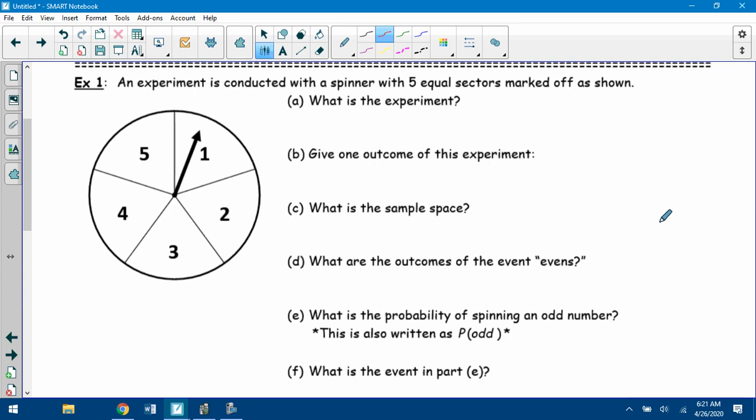All right, example 1. An experiment is conducted with a spinner, there it is, with 5 equal sectors marked off. What's the experiment? What do you think you'd be doing? The experiment would just be spinning the spinner.